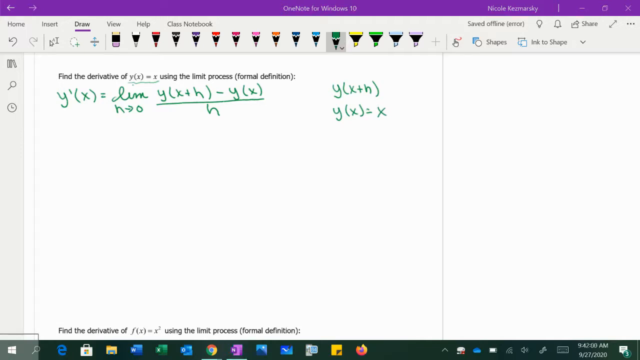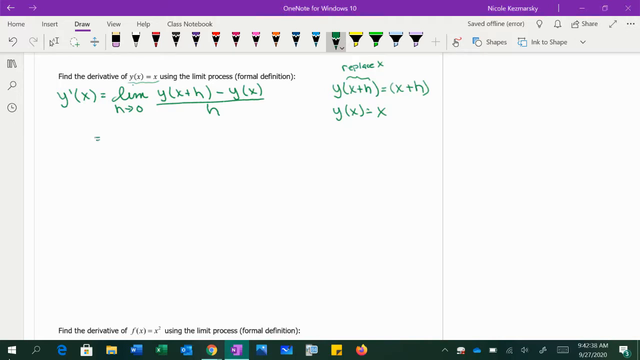Y of x plus h says take your x and replace it with x plus h. So in this function, we had just plain old x. If we replace the x with x plus h, we get x plus h. It's very important to note here, I am not taking the original function and just adding h to it. I am replacing the x. So another way of thinking of this is I've replaced it, so I put parentheses around it.